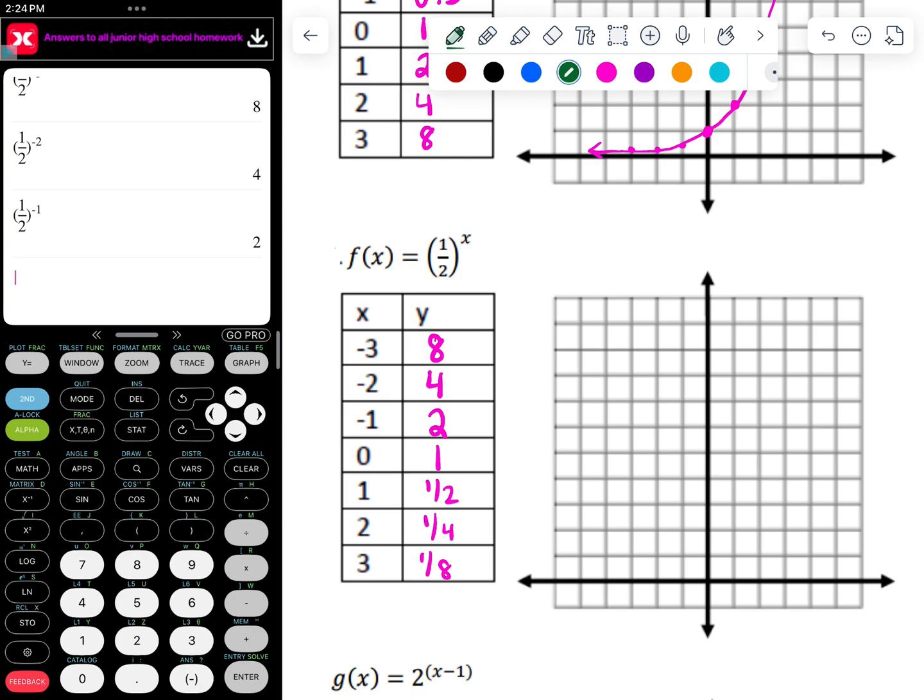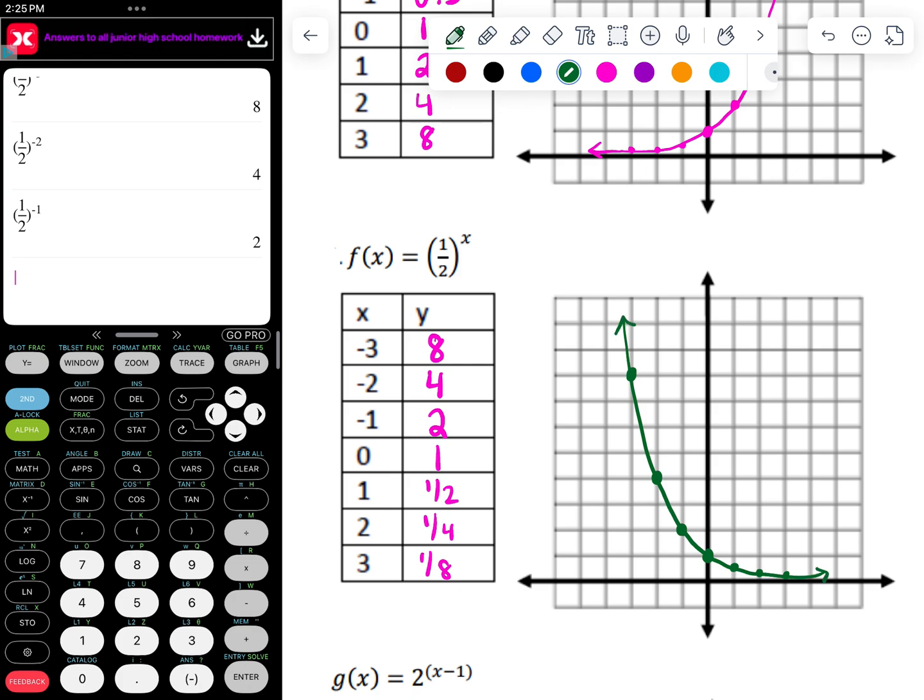So now what I'm going to do is graph. -3 is going to be lined up with 8. So -1, 2, 3, and we go up 1, 2, 3, 4, 5, 6, 7, 8. Then I've got a -2 going with 4. I've got a -1 with a 2. 0 goes with 1. 1 goes with a 1/2. 2 goes with a 1/4. 3 goes with an 1/8, which just means it's getting closer and closer to that 0 value. And I'm going to continue.